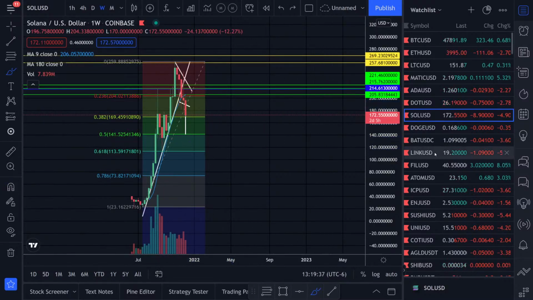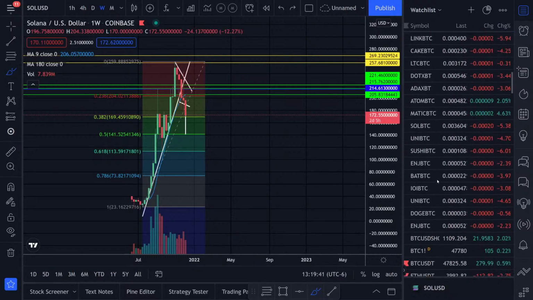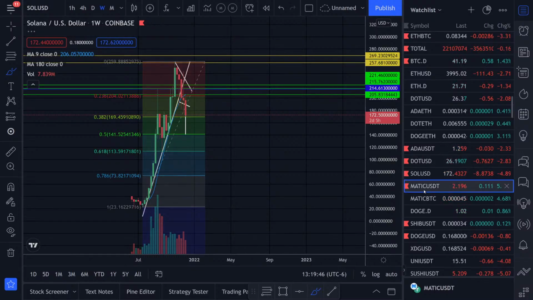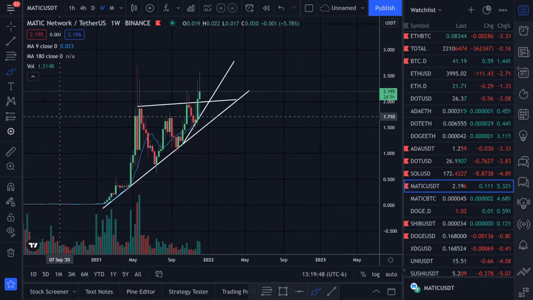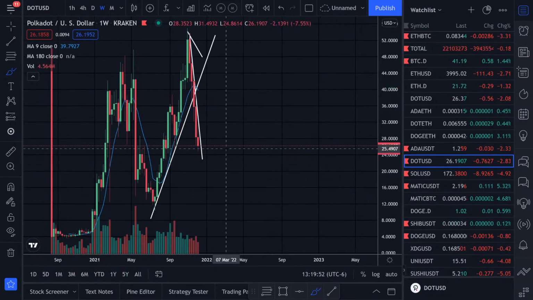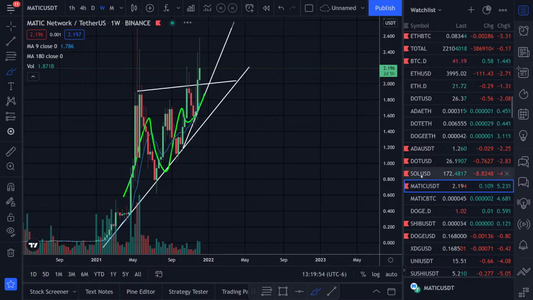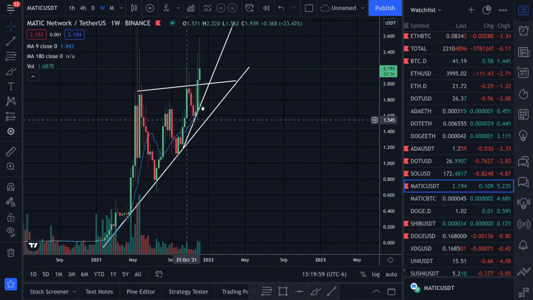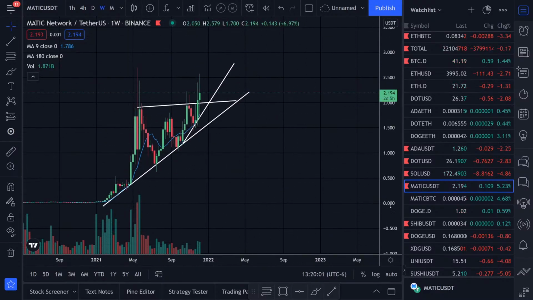I was looking at Solana, MATIC, Cardano, and Polkadot. MATIC is the one that's kind of in charge right now. For a while there, Polkadot was killing it. For a while there, Cardano was killing it. I feel like they take their turns, and it's hard to tell which one's going to do it. Right now, it looks like MATIC's running, but that can turn around and another one can start doing it.